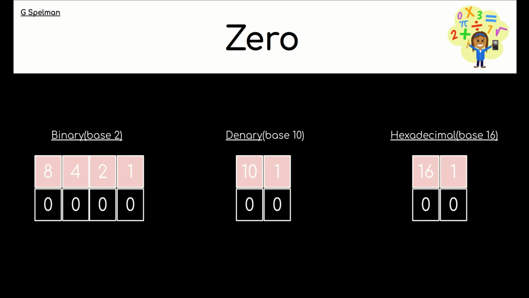I'm introducing a new number system to you today, base 16. So you're already familiar with base 2 and base 10. Base 2 has got 2 digits, 0 and 1. And base 10 has got 10 digits, 0 all the way to 9. Now hexadecimal has got 16 digits. So we're going to count in hexadecimal to see how that works. And we're going to keep the denary and binary beside us so we can compare.